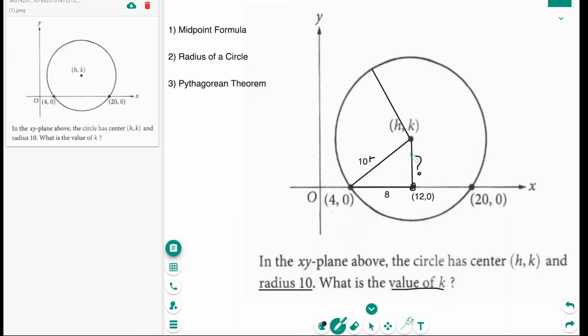And so h was pretty easy to solve for. H is the midpoint here of 12. But k is the height. K is going to be the height of this triangle. And so now that we have 2 points, with 2 lengths on this 30, 60, 90 right triangle, it should be pretty easy for us to solve for this height. The way that we're going to solve for it is using Pythagorean theorem.